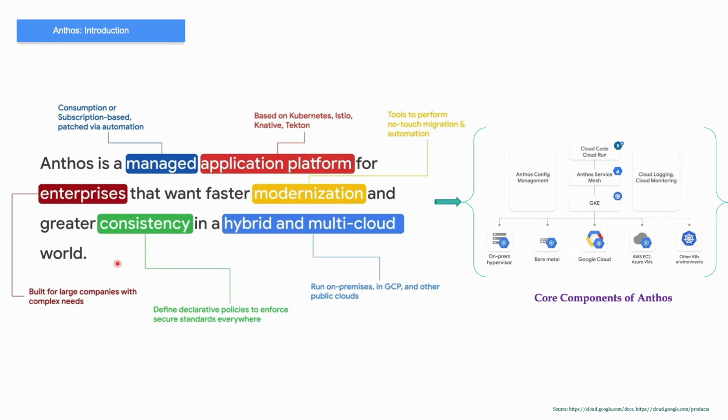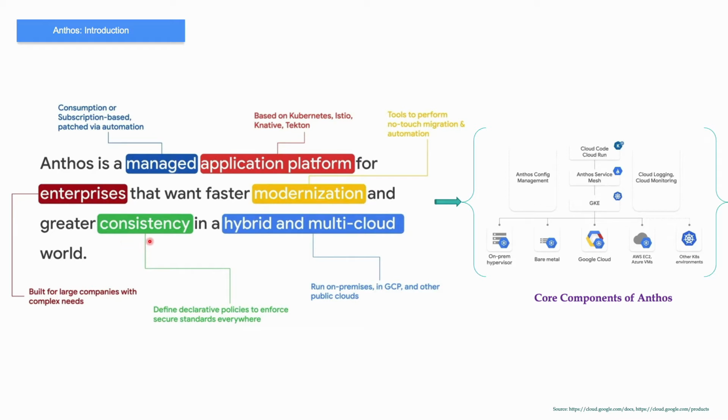So if we look at this, it's managed, consumption or subscription based, patched via automation, an application platform which is based on Kubernetes, Istio, Knative, and Tekton. It's for enterprises, so built for large companies who have very complex needs. They run different kinds of workloads based on different product lifecycles and want faster modernization. Modernization is tools to perform no-touch migration and automation, and greater consistency.